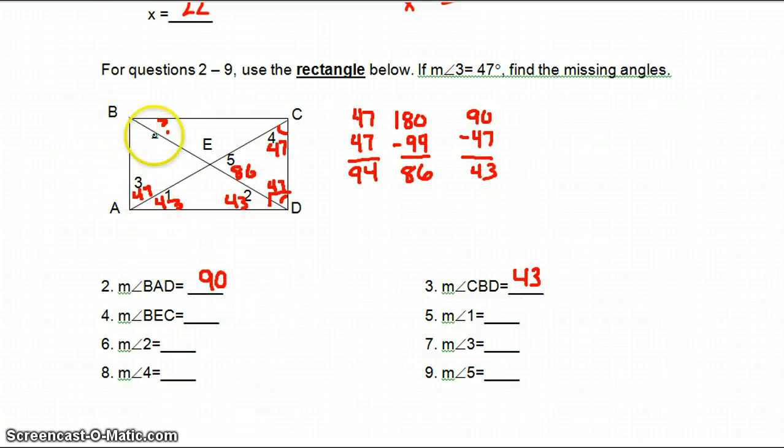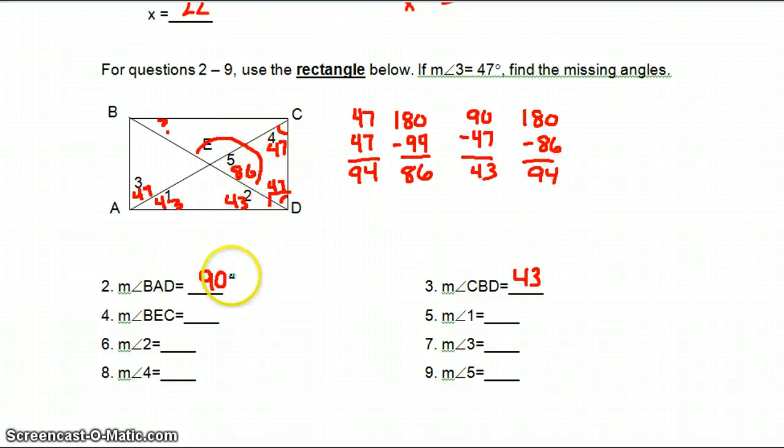BEC, BEC is this angle up here, and we know that these two add up to 180, so if I do 180 minus 86, that gives me 94 for BEC. Angle 1 is down here, and we already found that, 43. Number 6 is angle 2, which is also 43.